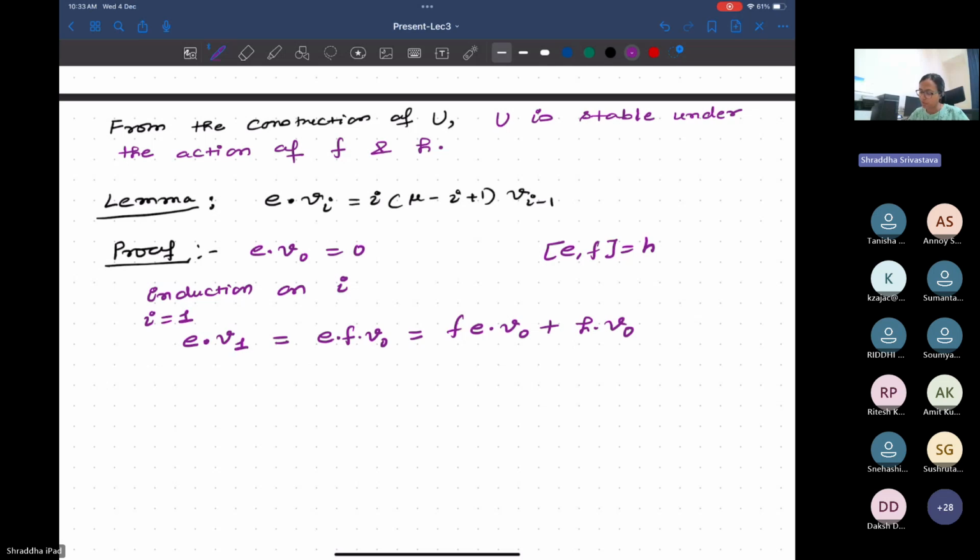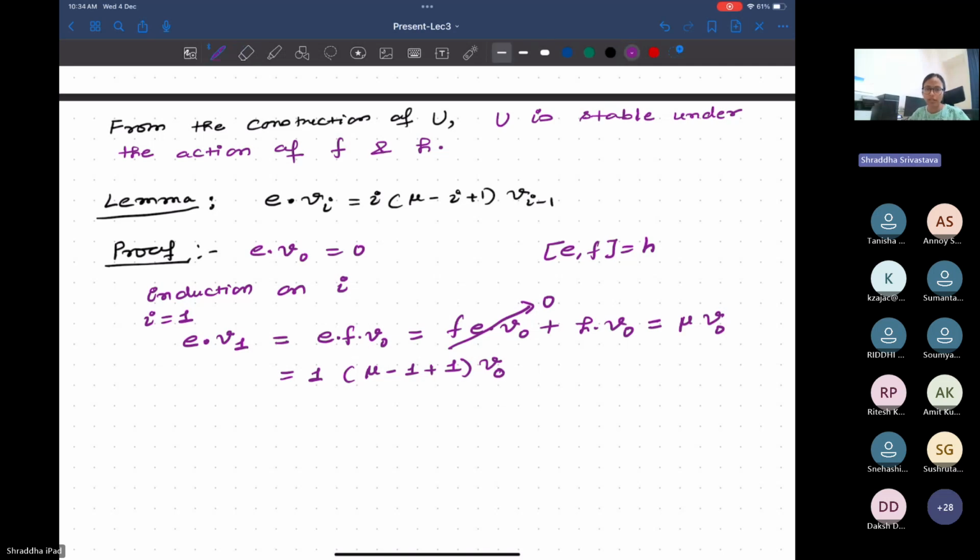Very good. So now we know that E acts on v0 by 0, so this part becomes 0, and we are left with h dot v0. And v0 is an eigenvector for h corresponding to eigenvalue mu. So we have mu v0. This is precisely 1 times mu minus 1 plus 1, times v0. I don't want to write 1 minus 1.